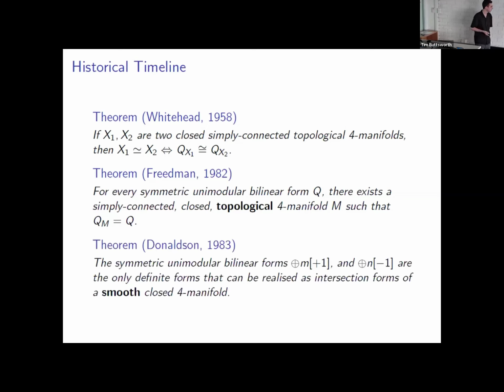And then shortly thereafter, this is one of the theorems that we are interested in in the seminar this year, due to Donaldson. I've phrased it here saying that the only definite symmetric unimodular bilinear forms that can be realized as intersection forms of a smooth closed four-manifold are copies of +1 and -1. So now this is actually saying something about the smooth structure.